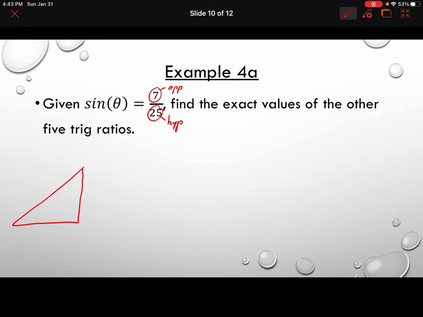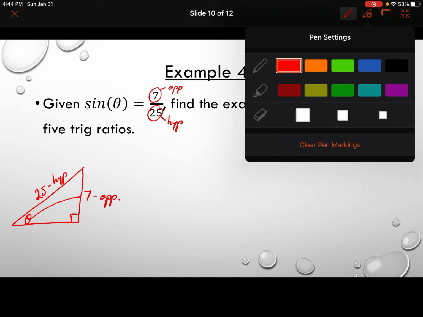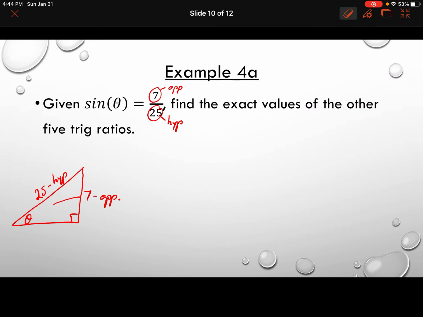Probably not going to be drawn to scale, but we can put our angle here. It doesn't really matter where we put our angle, as long as we don't put it at the right angle. And the hypotenuse of this triangle will be 25. And the opposite side of this triangle would be 7, because it is on the other side of the angle. Well, the question is, how do we find that third side? How do we determine what the adjacent side is?